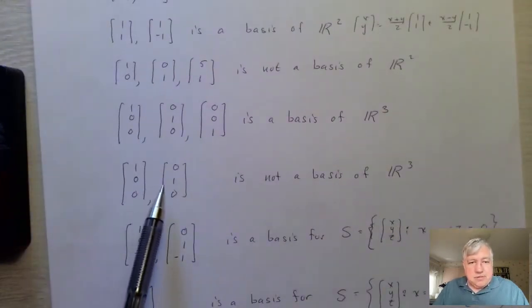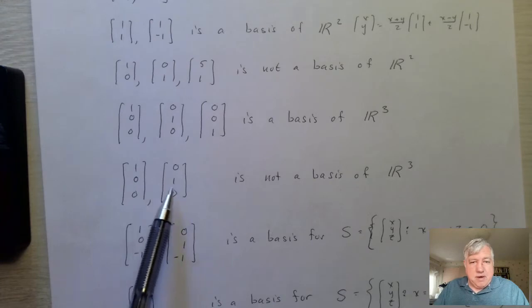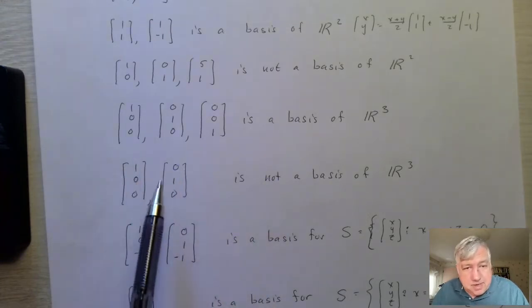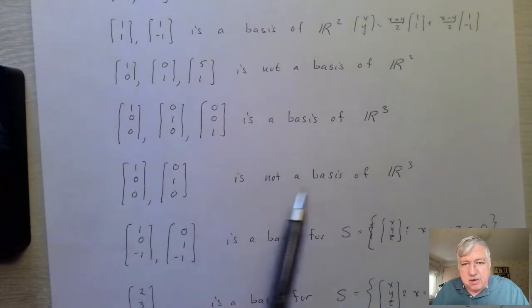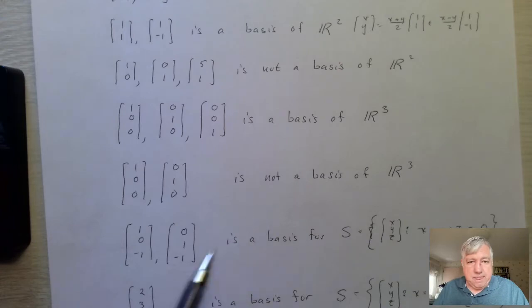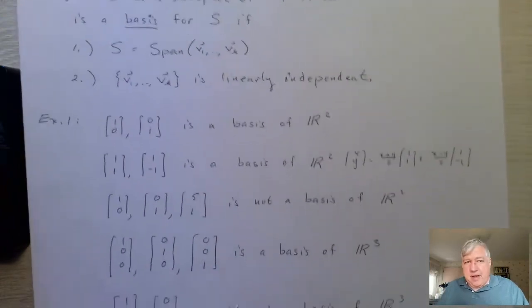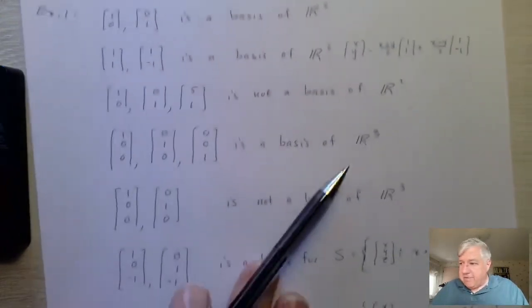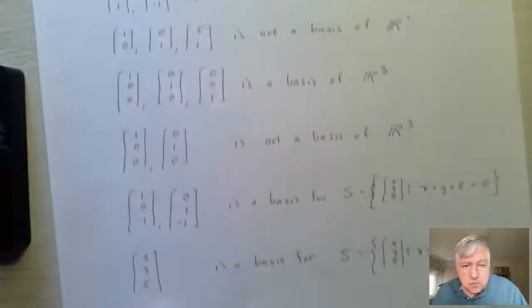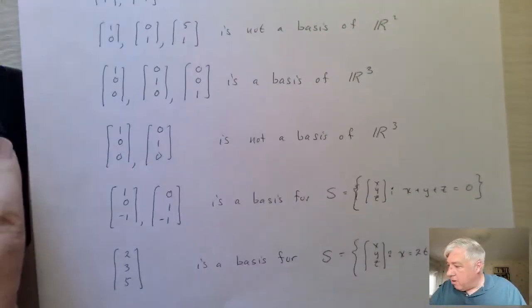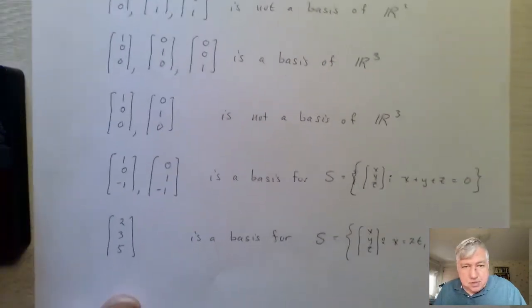These two vectors, even though they're linearly independent, are not a basis, right? Because any linear combination of these vectors will have 0 in the third component, so it doesn't cover all of R3. So remember, both these conditions have to hold.